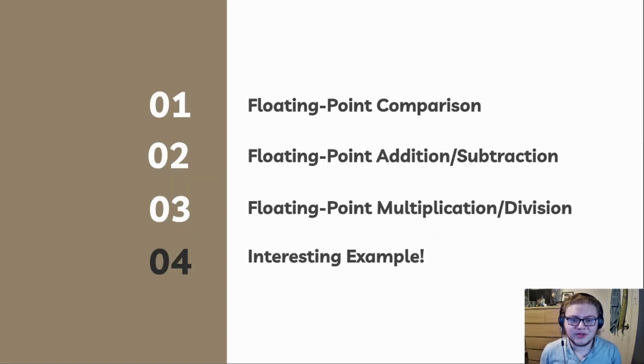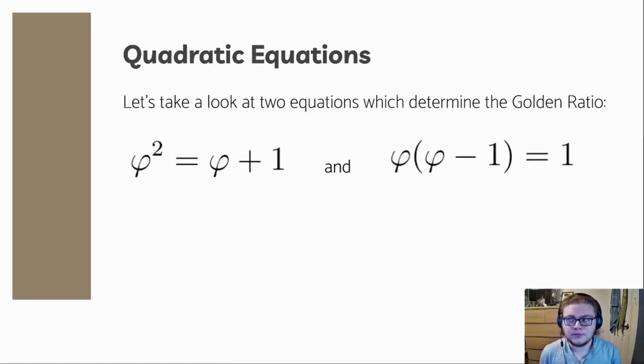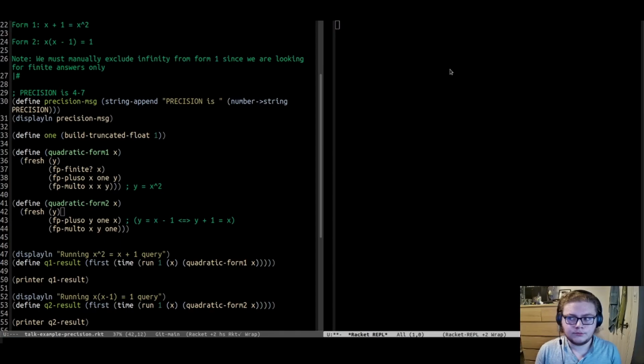For our last section, we'll be discussing an interesting example. We will be exploring quadratic equations which determine the golden ratio. We will run these equations using precision values 5, 6, and 7 and observe the behavior. Let's get right into it.